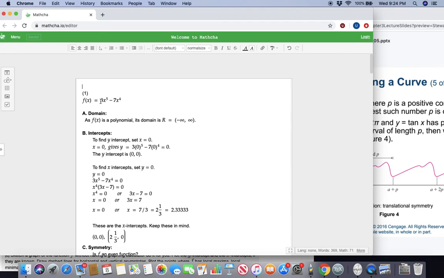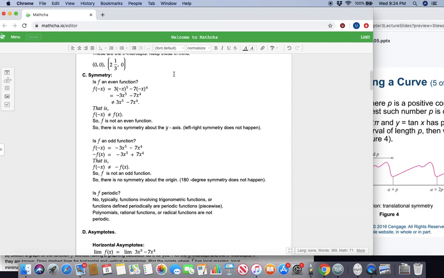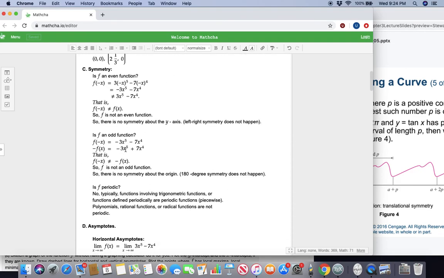Go back to f(x). If I take the negative of this entire thing, I have to change the sign here as well as here. In other words, I get negative 3x to the power 5 plus 7x to the power 4. That's why they do not agree here. Okay. So it is not an odd function. If it's not an odd function, there is no symmetry about the origin.